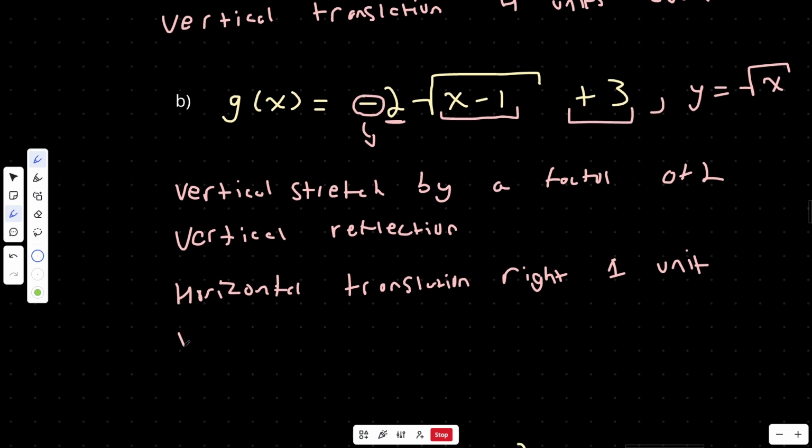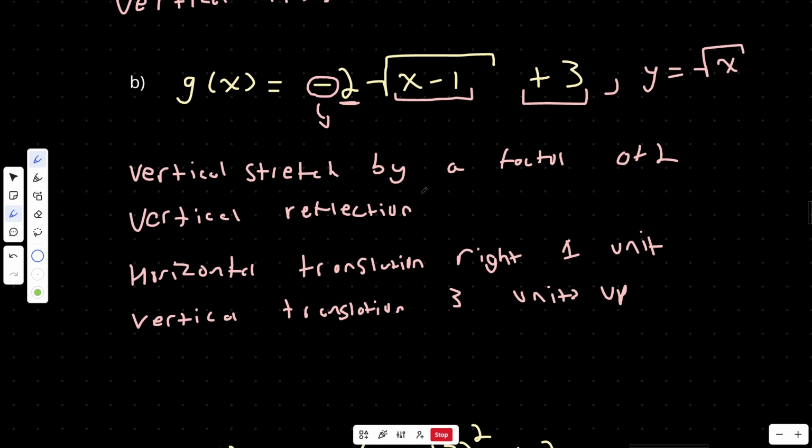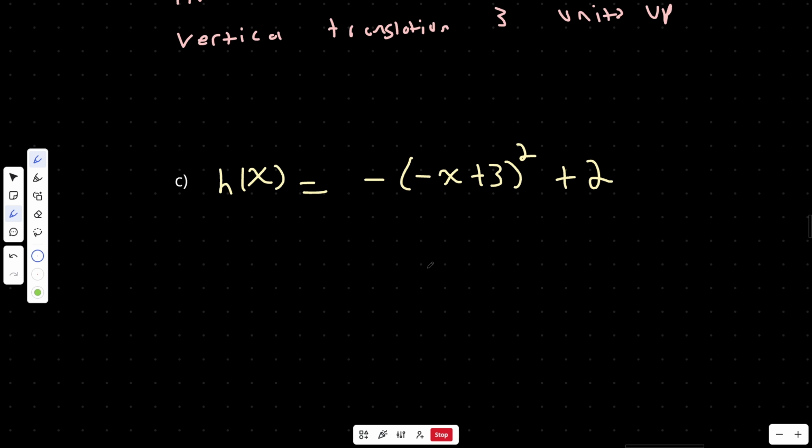So we're going to say vertical translation 3 units up. And there we go. I think we've identified all the translations and transformations. So we go on to part C.